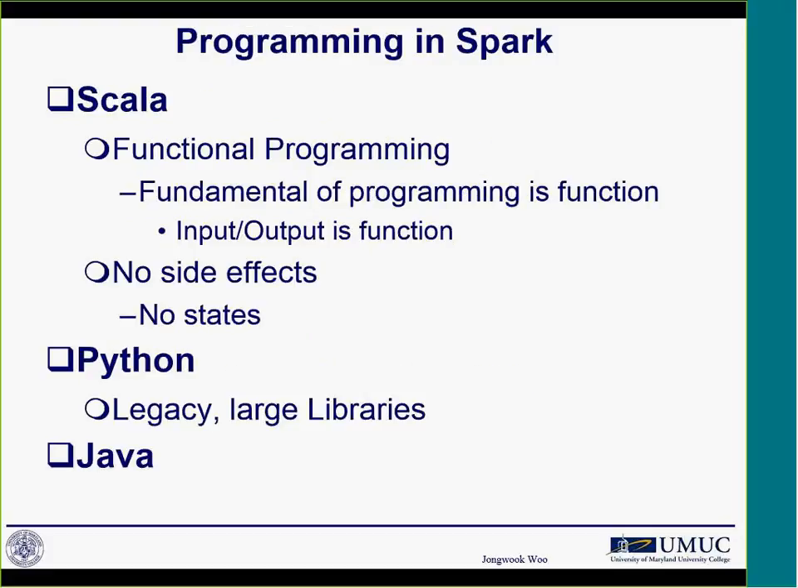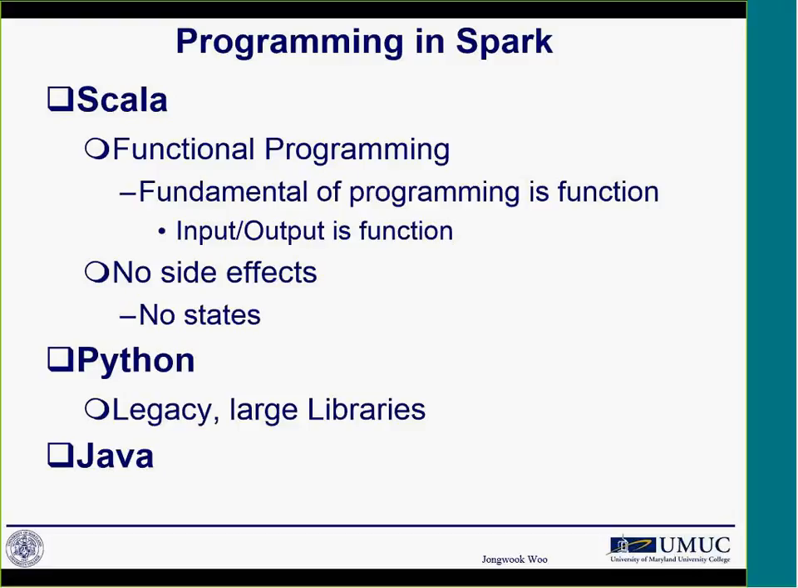And to write code in Spark, there are three popular languages. The first one is Scala, and Python, and Java. Scala is a functional programming language, and functional programming languages are popular for parallel programming because the parameter is a function, so there is no way to generate a side effect. Or we could say there is no state.